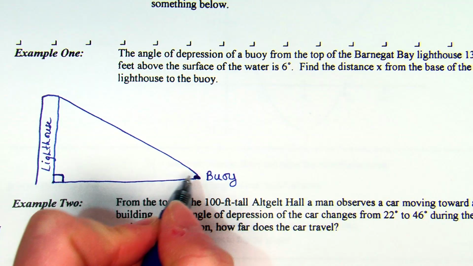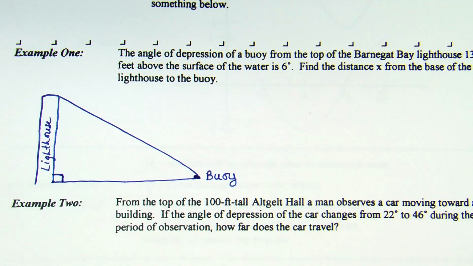It says the angle of depression of a buoy from the top of the lighthouse. So from the top of the lighthouse, 130 feet above the surface of the water, is 6 degrees. So, okay, what is that 130 feet? Height of the lighthouse. Okay, there's my 130 feet.